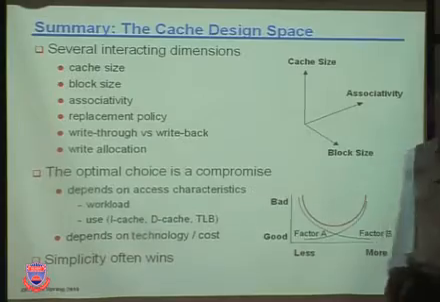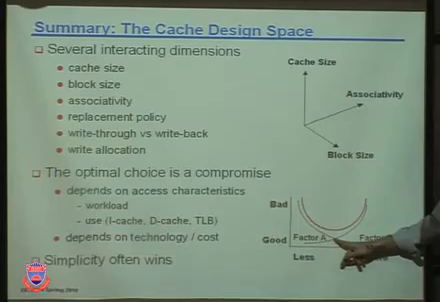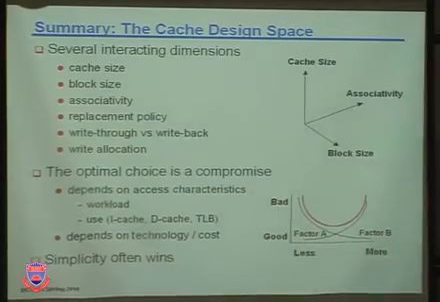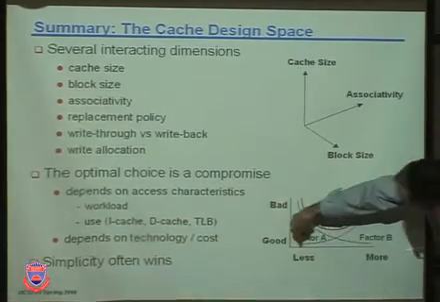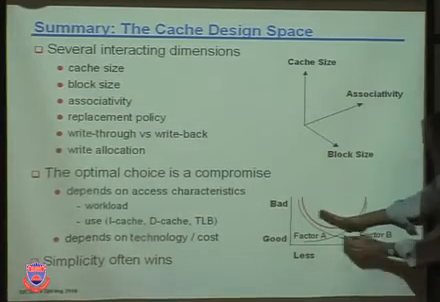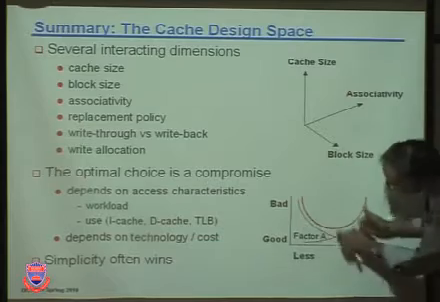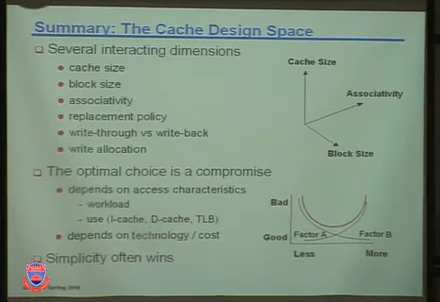So there's really six dimensions to this. This shows the major three here. And the optimum choice is some kind of compromise. Look here. Here's the best spot right here. Okay. Now, is it best for factor A? No. The best for factor A is over here. Is it best for factor B? No. But the overall best is the sweet spot where this red curve says I'm minimal right here. Okay. Where that's something like miss rate.